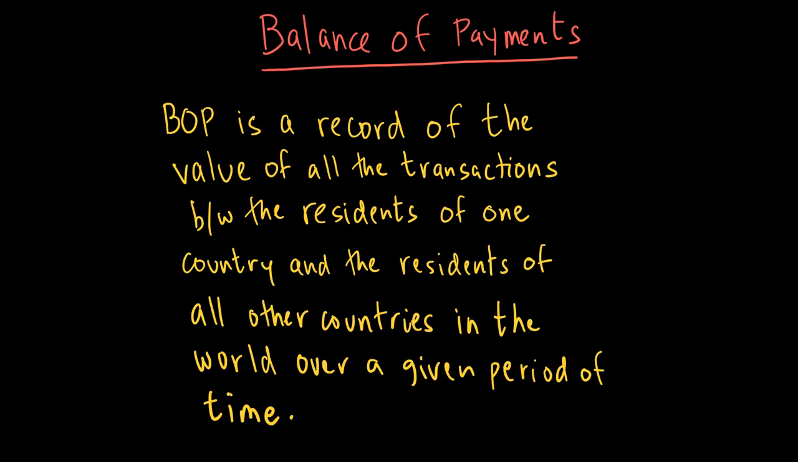What is balance of payment? Well, balance of payment is a record of the value of all the transactions between the residents of one country and the residents of all other countries in the world over a given period of time, which means that all the inflows that come into the country because the residents of the country have done transactions, as well as all the outflows that are also taking place from the country to other countries, will be recorded in this balance of payment. And these transactions which are causing this inflow and outflow could be exports, could be investments, could be any payment which is going from the country and being received by the country.